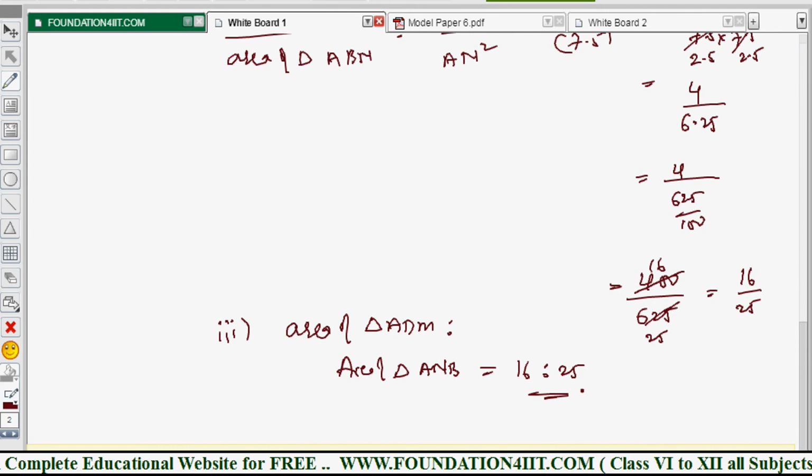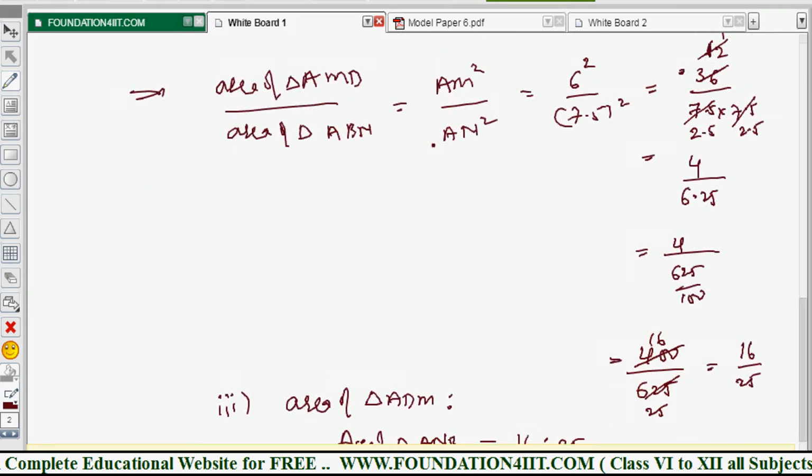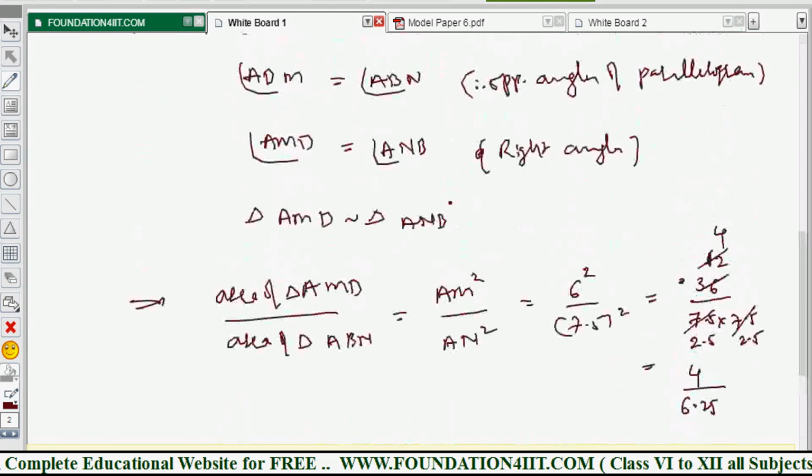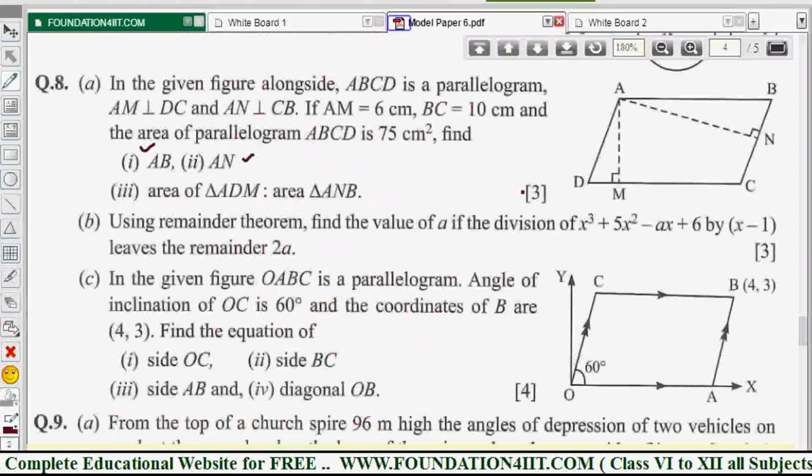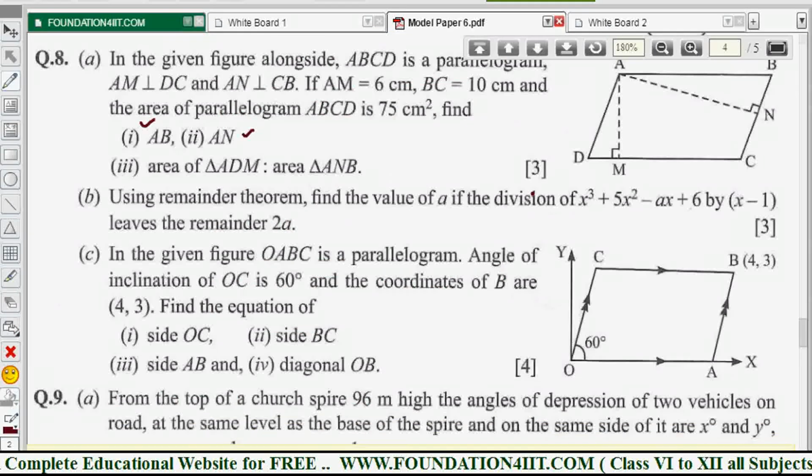The main property is that the ratio of areas is the squares of the corresponding sides. By using this, you can find this value. Now this is about the first one. Let us see the next question.